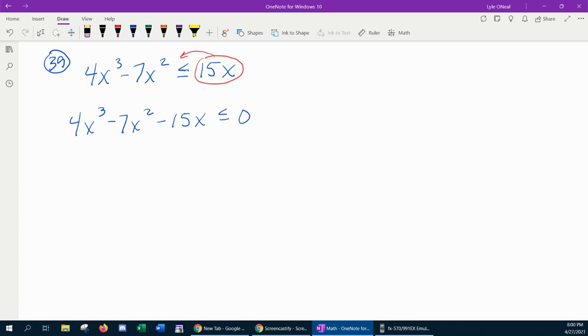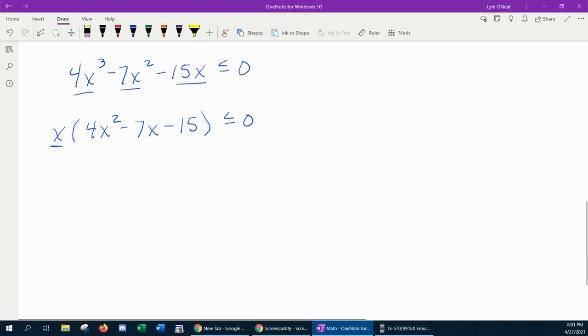Now, to solve this polynomial inequality, I'm going to again solve by factoring. Notice that each term has an x, and so the first thing I'm going to do is factor out an x. That's going to leave me 4x squared minus 7x minus 15 less than or equal to 0. So at this point, I have two factors. It's not factored completely because here I still have a quadratic factor. And since this quadratic has a lead coefficient, if I'm going to try to solve by factoring, I'm going to use the 3R method. So if you're not familiar with how the 3R method works, here we go.